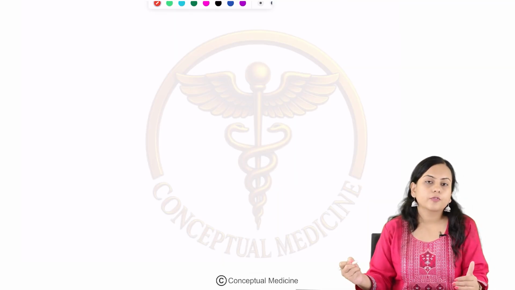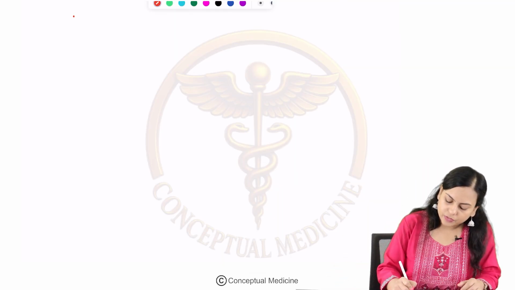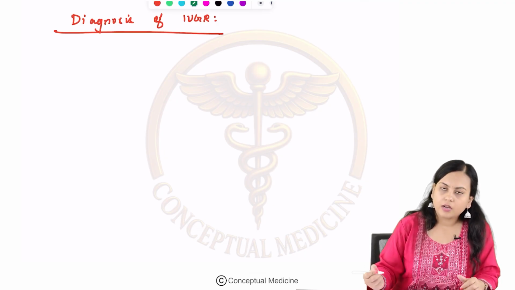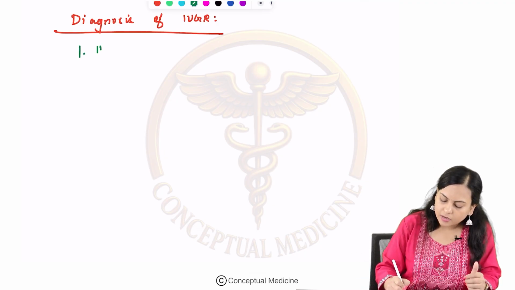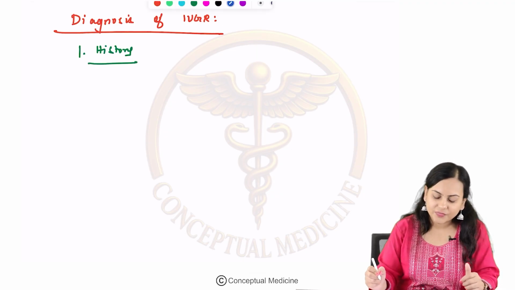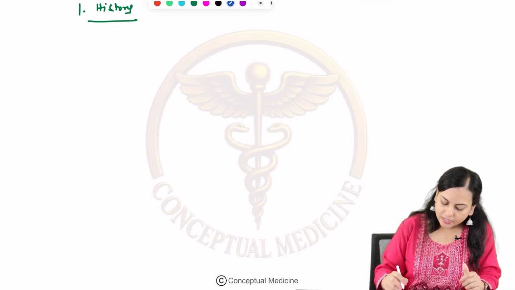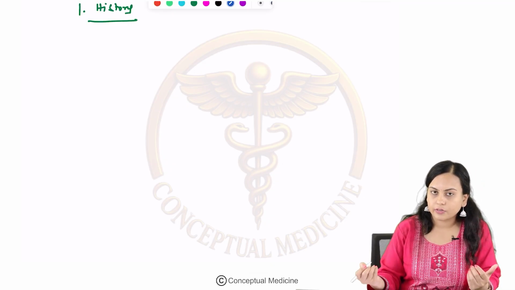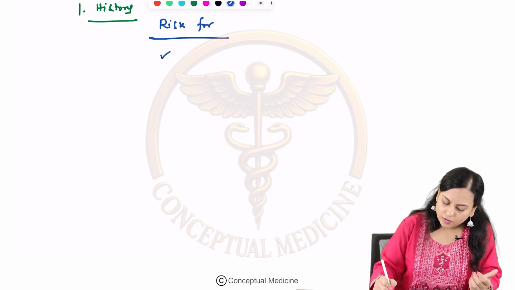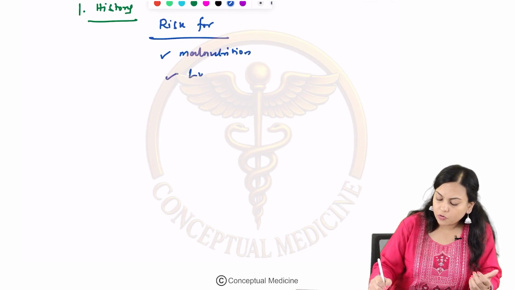Now, we will see how we are going to diagnose IUGR. Diagnosis of IUGR includes, anything, you have to start from the history. So, from the history, identify the patients who are at risk, risk for malnutrition or low BMI at conception.